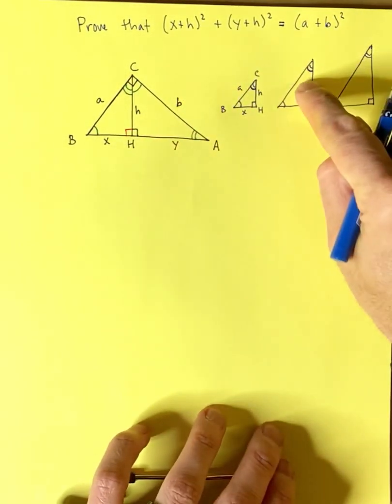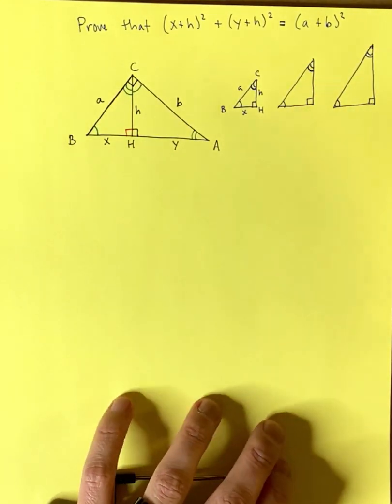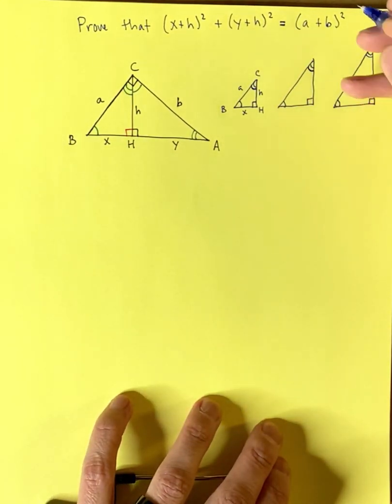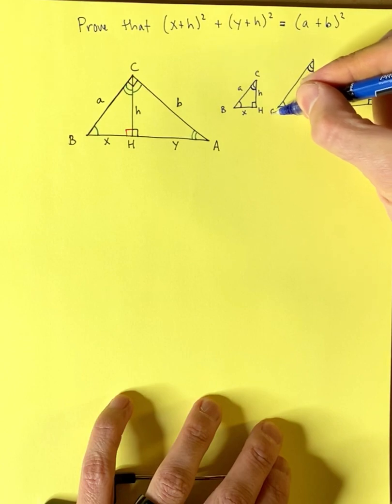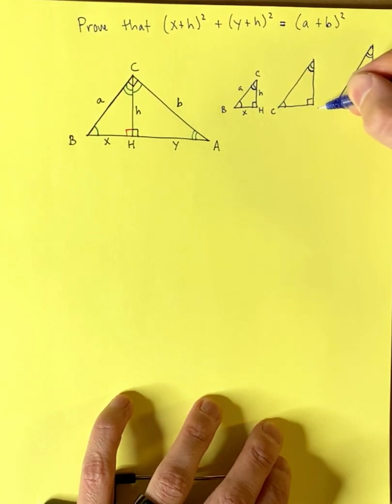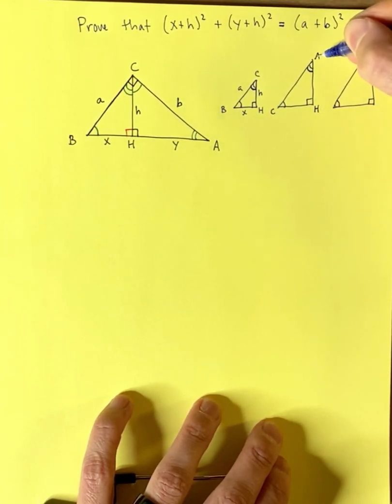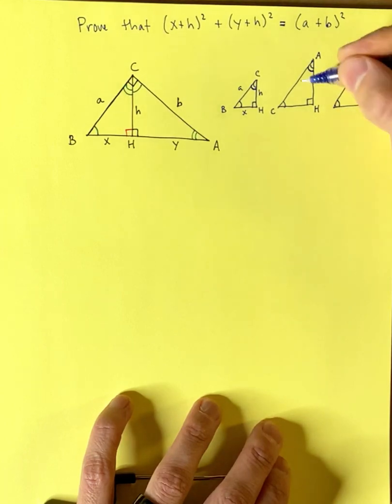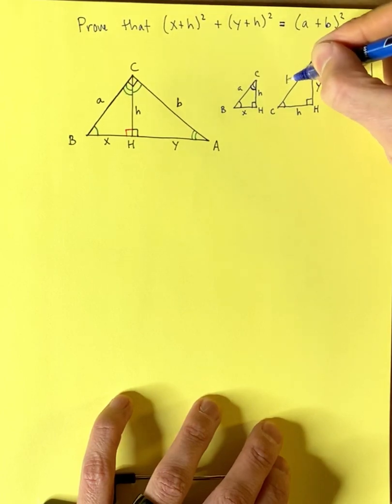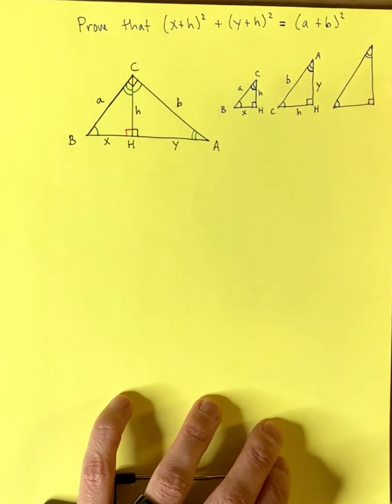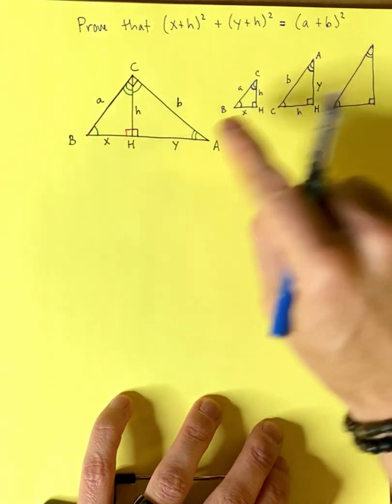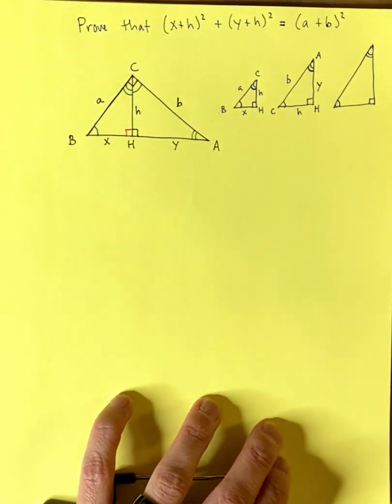For the medium one here, I've sort of rotated it a little bit. So if you follow along, this should actually be C, this should be H, that should be A, and this here should be little h, this should actually be y, and this should be b.